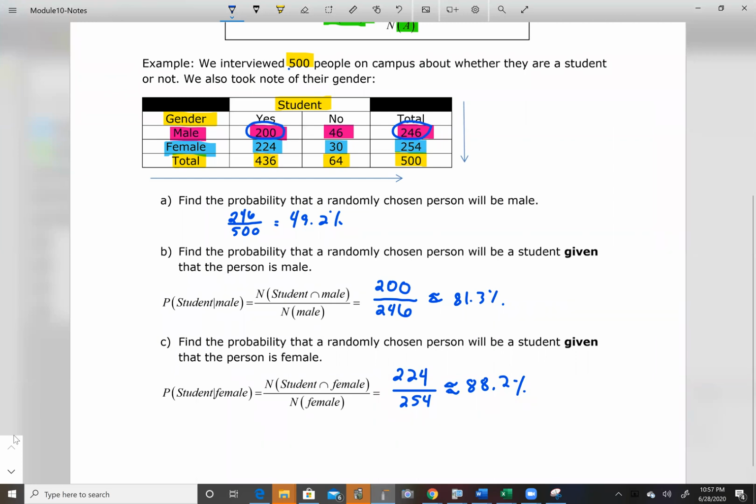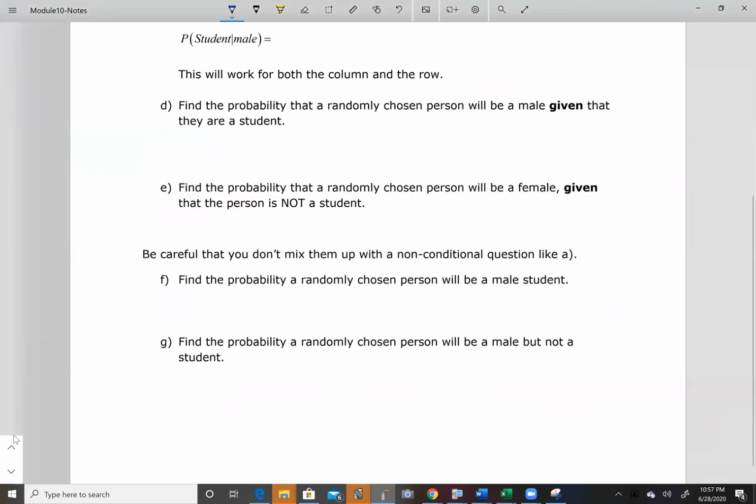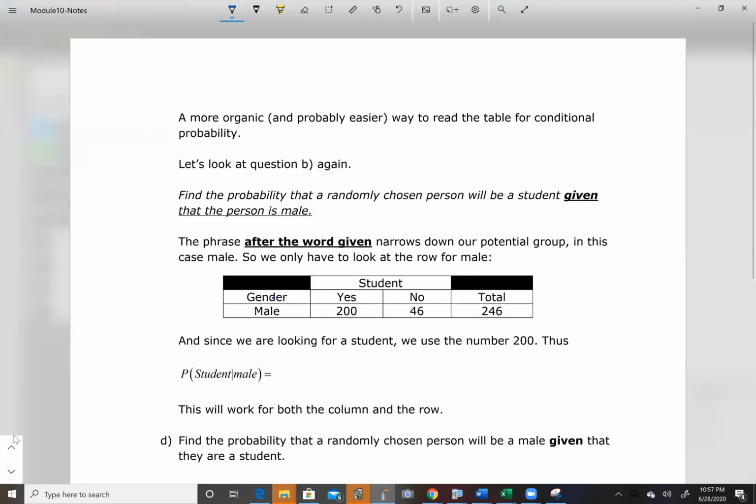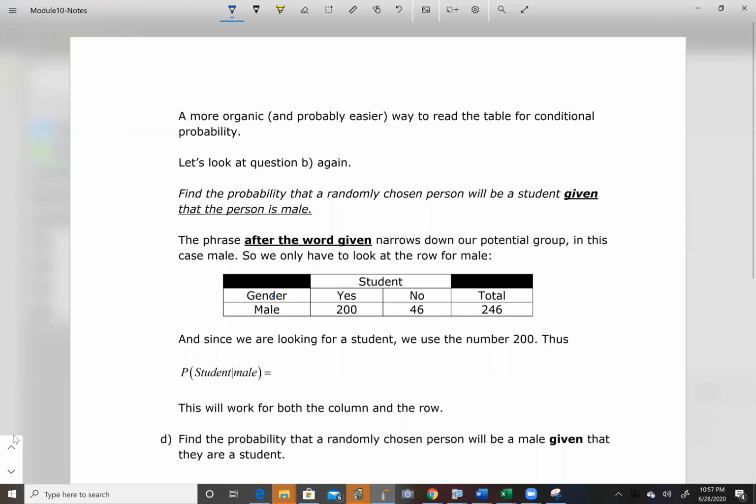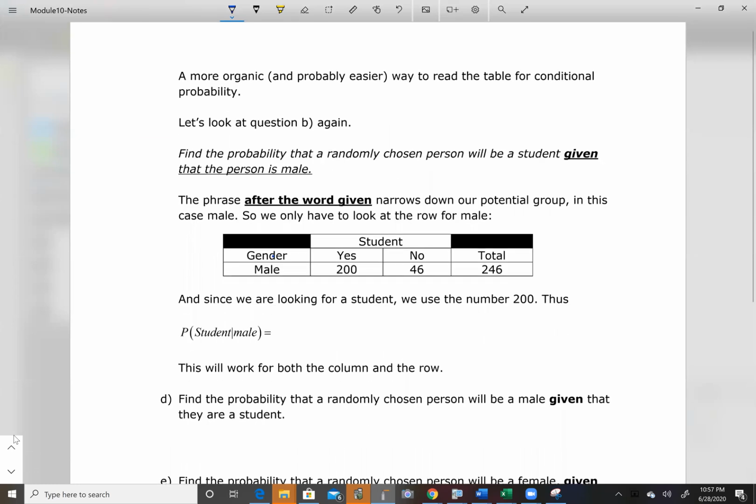All right, what does D want us to do? Oh, there is no D. We're just going to keep going. Okay, an easier way to read the table for conditional probability is looking at question B again. Find the probability that a randomly chosen person will be a student given that that person is male. Okay, this is what we just did.